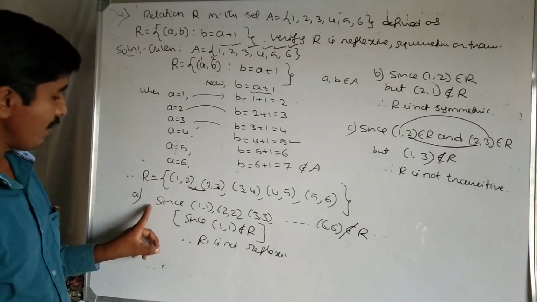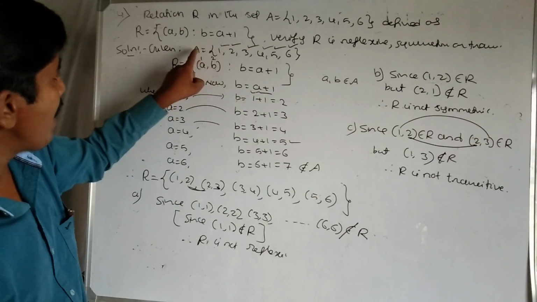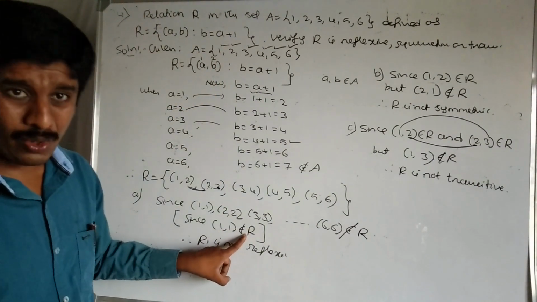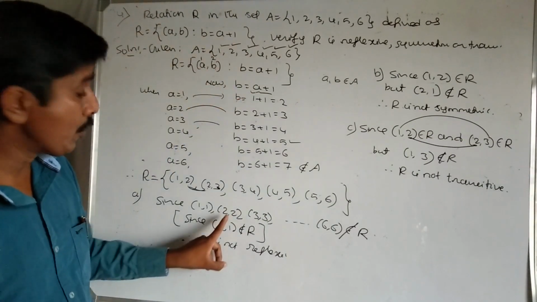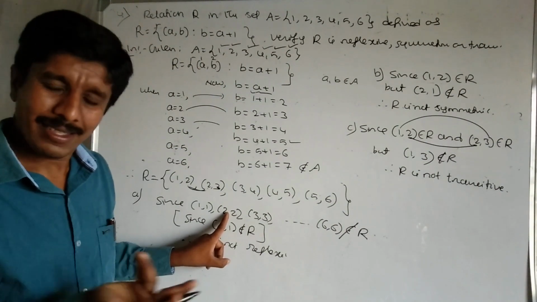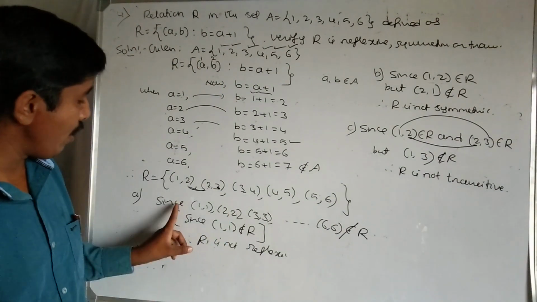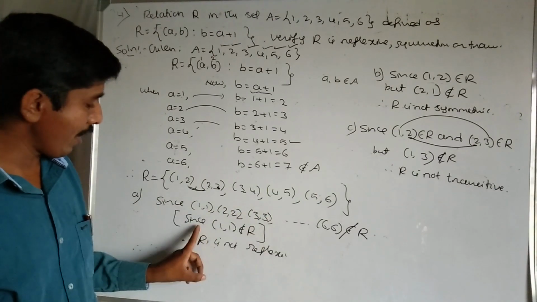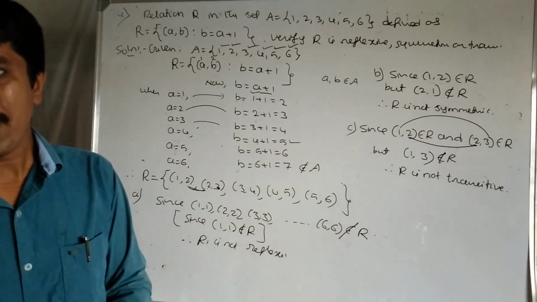Now write here, verify. Directly you can write like this: 1 belongs to set A, 1 comma 1 does not belong to R. Therefore, it is not reflexive. Or you can take 2 belongs to set A, 2 comma 2. If you show even one element not in the relation, that means it is not reflexive. 2 comma 2 does not belong to the relation. Or simply you can write: since 1 comma 1 does not belong to the relation, therefore R is not reflexive.